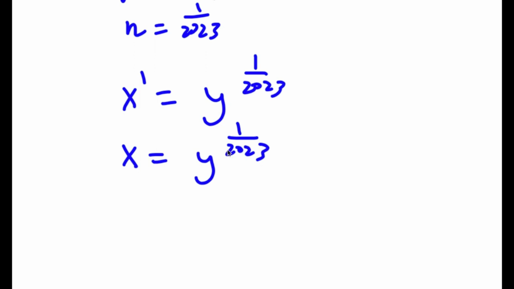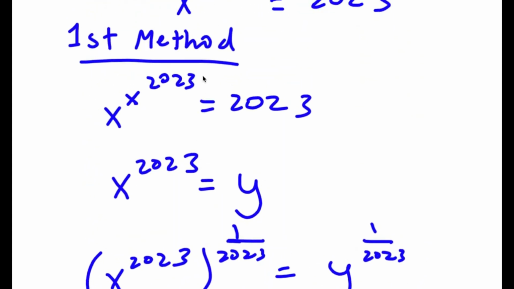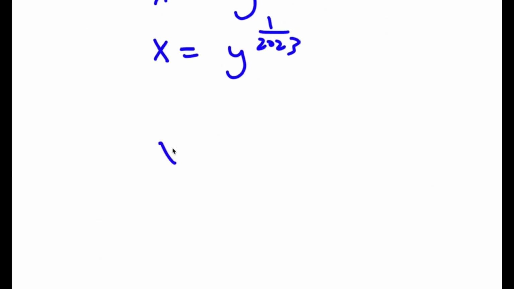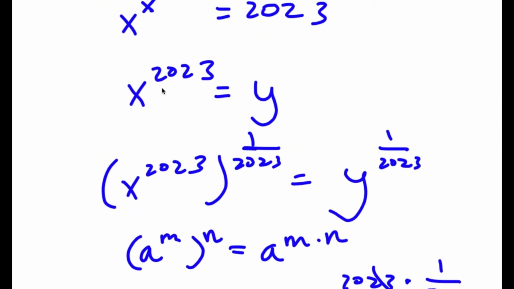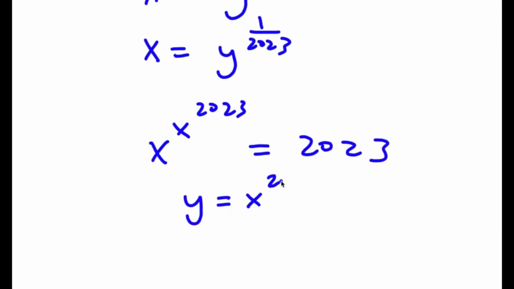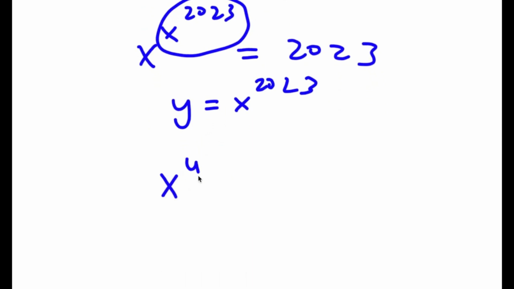All right, so now that we have our value for x, remember how our original equation was x to the power of x to the power of 2023 is equal to 2023. And remember how we set y is equal to x to the power of 2023. So now if y is equal to x to the power of 2023, then we have x to the power of 2023 right here, so I'm going to replace that with y. So now I have x to the power of y is equal to 2023.